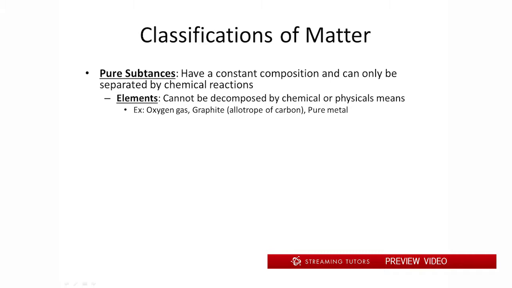So an element is something that can't be decomposed by physical or chemical means. It's in its most basic state already. And you can recognize these a lot of times just based on their molecular formula. So for example, oxygen gas is just O2. An example of graphite is just an allotrope of carbon, so that's just C. And then a pure metal would be anything on the periodic table, for example, silicon, beryllium, iron, anything with just one atom in it. We'll go into some of the periodic table stuff in the next video.